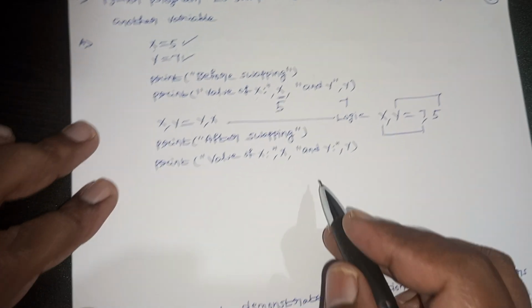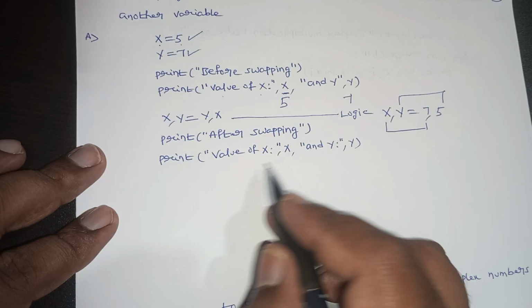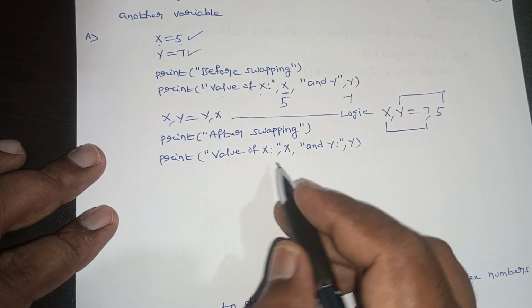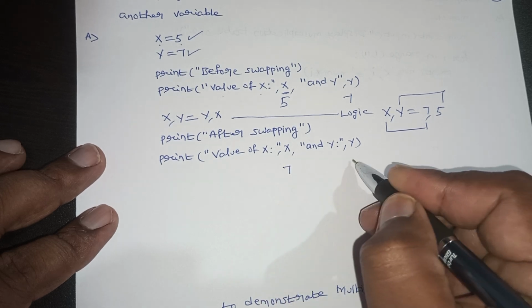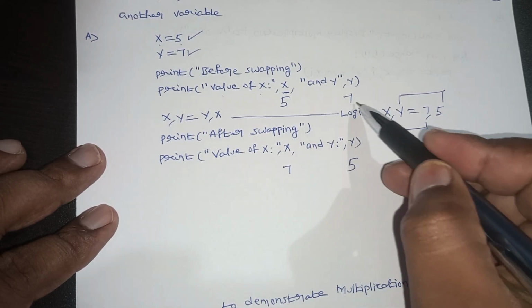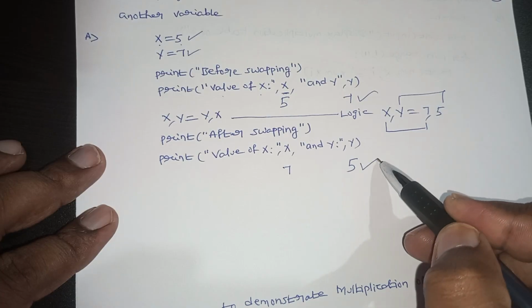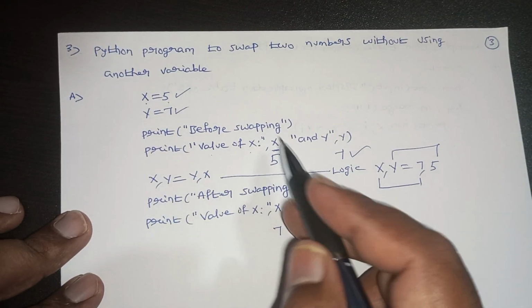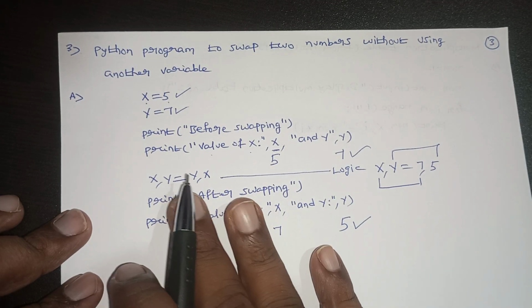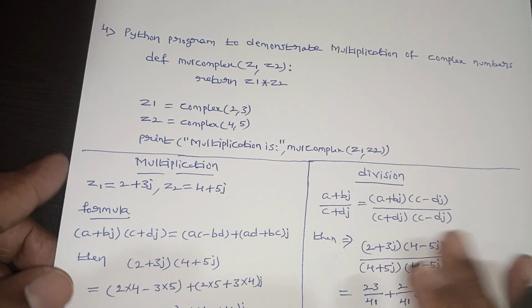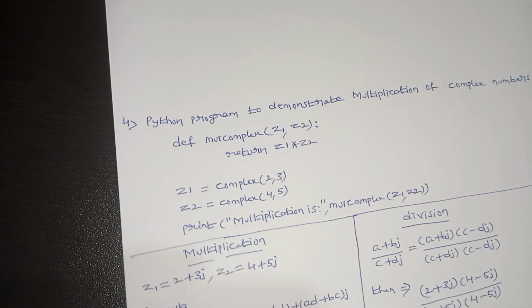Now print the values after swapping. Then what will be the output? x equal to 7, y equal to 5. Before it was 5 7, next 7 5. So this is how to swap two numbers without using any extra variable. Very simple logic. Now coming to the next program. These are the programs which fall in unit 1.